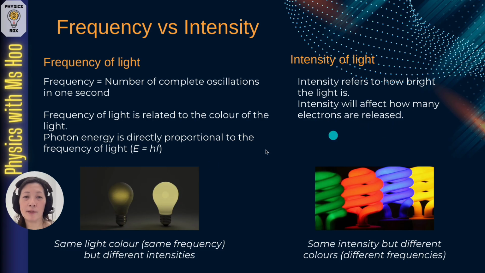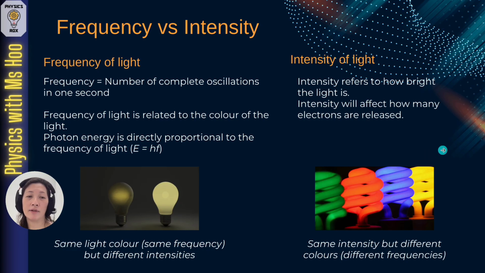To show you the difference between frequency and intensity, we have two images over here. The image on the left shows two light bulbs that have the same light color, meaning that both of them emit light of the same frequency, but you can see that they have different intensities. The bulb on the left has a lower intensity, while the bulb on the right has greater intensity. The image on the right, on the other hand, shows four light bulbs emitting different light colors. All of them have the same intensity, meaning that all of them shine with the same brightness. But because they have different colors, each of these bulbs is emitting light of a different frequency.